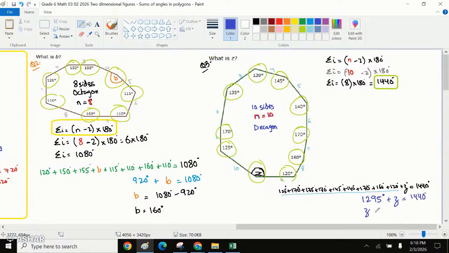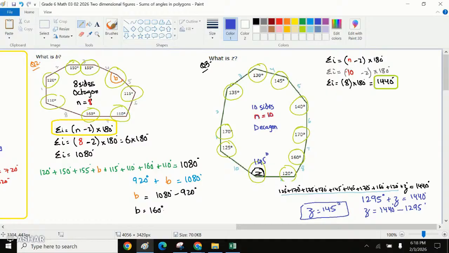So in order to find the value of angle Z, we can say 1440 minus 1295, and the angle Z comes out to be 145 degrees. So this angle comes out to be 145 degrees. Agreed? Do we agree on this? Peace, Crinsley and Ashik, do we agree on this?